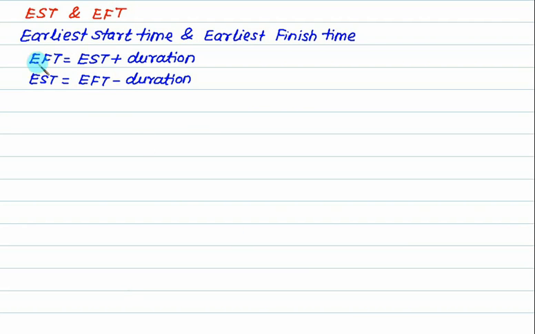So EFT, earliest finish time, is defined as start time plus duration, or the start time is defined as finish time minus duration. Let's say we have a single node figure like this: 10, 20, 30. This is activity A and this one is activity B. It consumes time equal to 2 and it consumes time equal to 5.